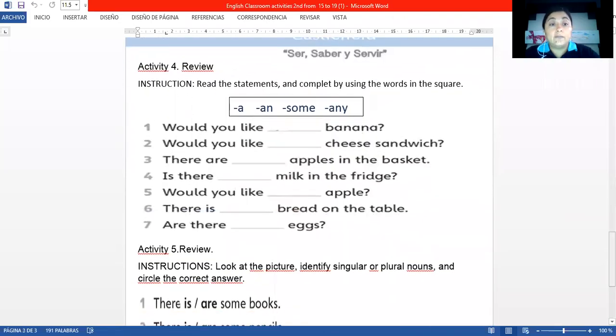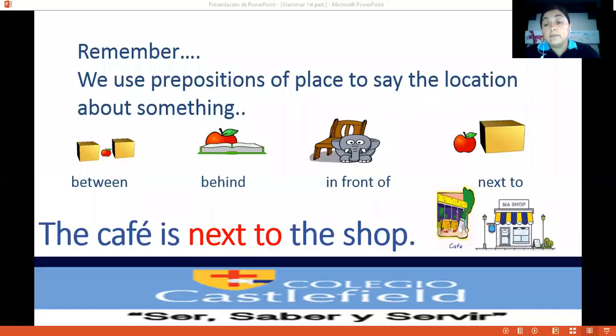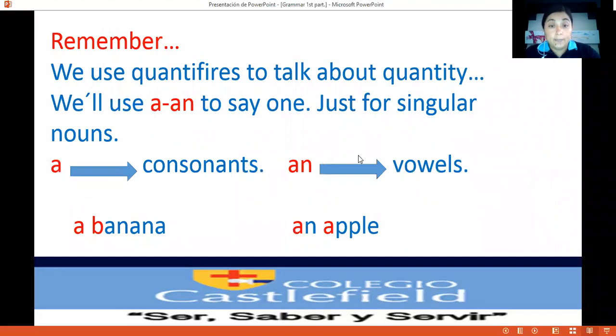Continue with activity 4. Okay, in activity 4, we are going to work with quantifiers. Remember, I have the information about that. Let me show you. Okay, remember that we use quantifiers to talk about quantity. Okay, and we'll use a and an to say one, just for singular nouns. Remember that a and an, when we translate in Spanish, is uno or una. And we are going to use it just for singular nouns.